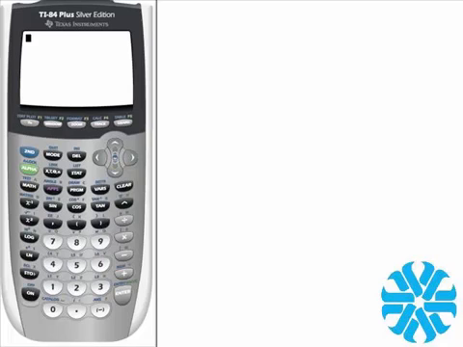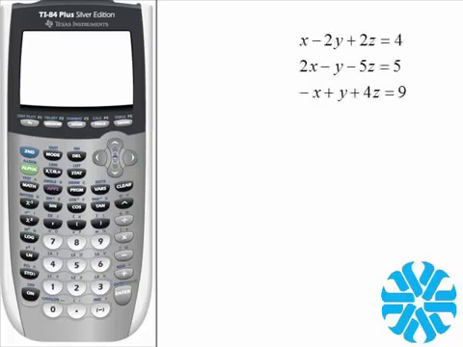Example 1 will have one solution. Use a matrix in reduced echelon form to solve the following system of equations. x minus 2y plus 2z equals 4, 2x minus y minus 5z equals 5, and minus x plus y plus 4z equals 9. Now let's input these into the calculator.